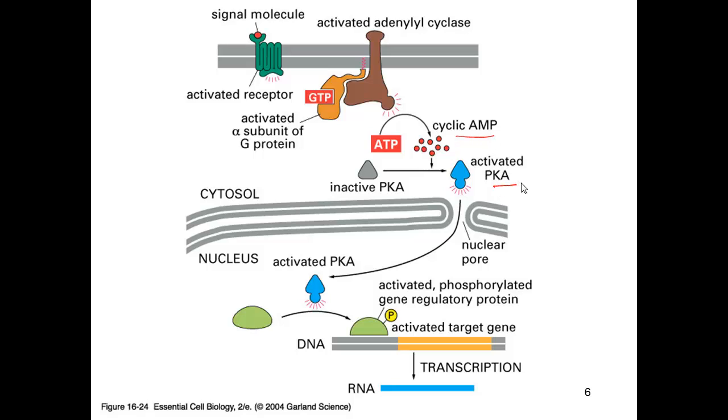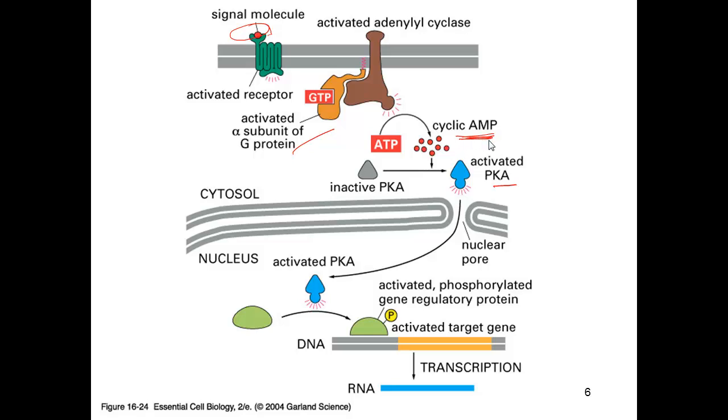molecule cyclic AMP and the protein kinase A. In this case, the binding of the signal molecule activates the receptor, activates the trimeric G protein, of which thus the alpha subunit is shown. This will activate adenylyl cyclase, which is an enzyme which will take the molecule ATP and produce cyclic AMP from it. We've seen cyclic AMP before, and I'll show you the structure on the next slide.